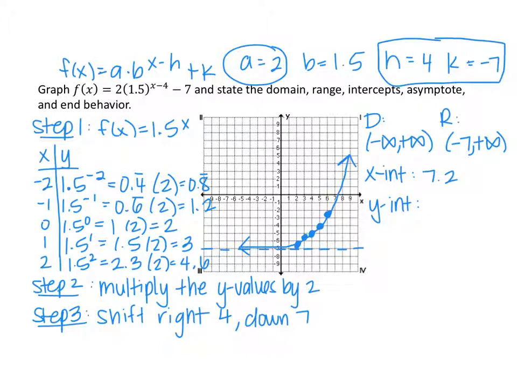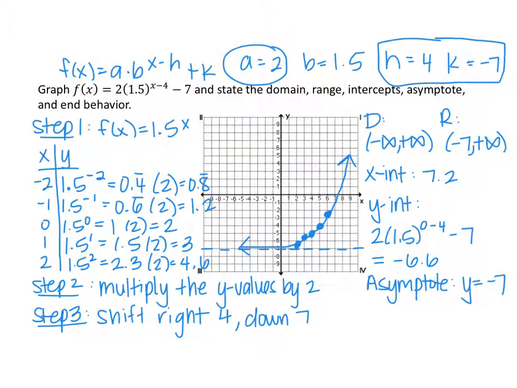I actually want to plug in 0 into the original function and work it out. So 2 times 1.5 to the 0 minus 4 minus 7. And then I'm just going to type that in the calculator. So it's about negative 6.6. If I look at the graph, that looks right. It looks like it's between negative 6 and negative 7. And then the asymptote, so horizontal line at negative 7, and then the end behavior I'm going to write out.